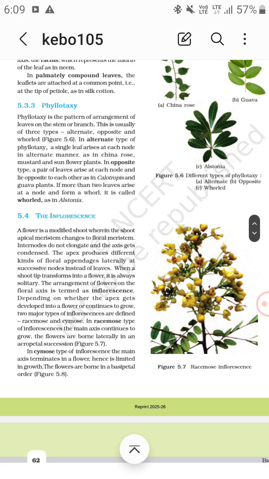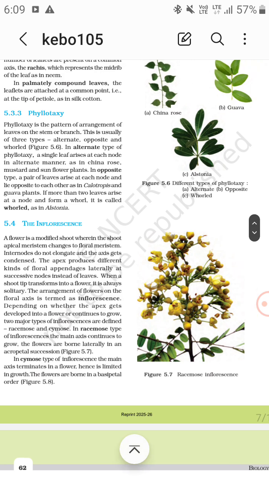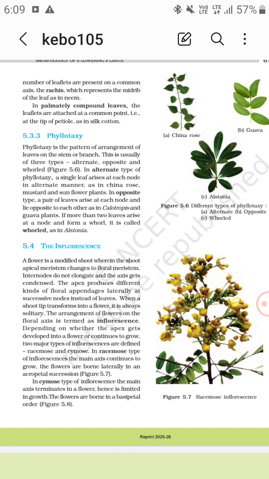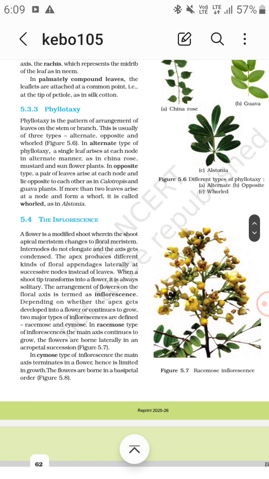Alstonia, more than two leaves arise at the node. In opposite, as in guava and calotropis, each node has a pair of leaves. And in alternate, a single leaf at each node, as in China rose, mustard, and sunflower.